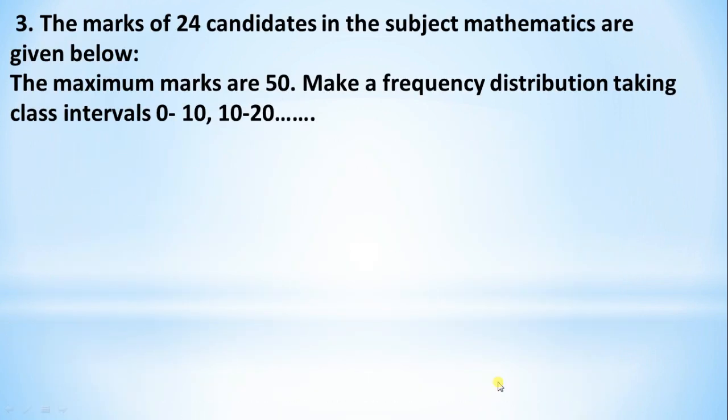Question number 3. The marks of 24 candidates in the subject mathematics are given below. The maximum marks are 50. Make a frequency distribution taking the class intervals 0 to 10, 10 to 20. It is continuous. Now, how to mark the data here?